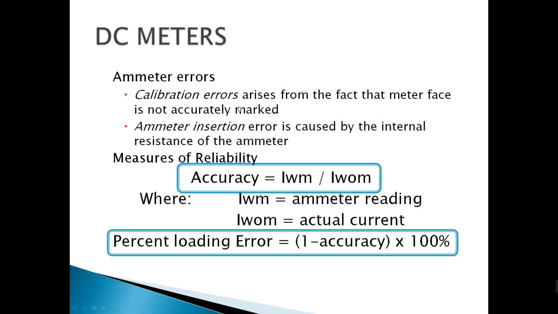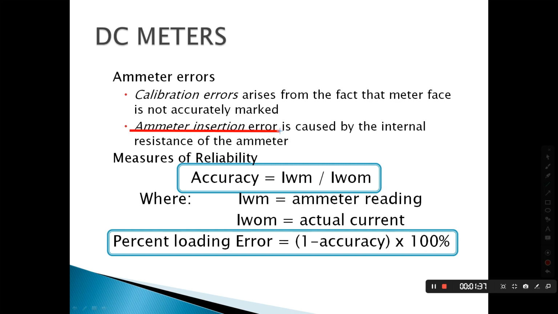So next, we have ammeter errors. First, we have calibration error, which arises from the fact that the meter face is not accurately marked. But this is the one that we should remember. What is this? The ammeter insertion error. It's caused by the internal resistance of the ammeter. Ideally the internal resistance of an ammeter should be 0, but because of that small internal resistance, it introduces what we call the ammeter insertion error.